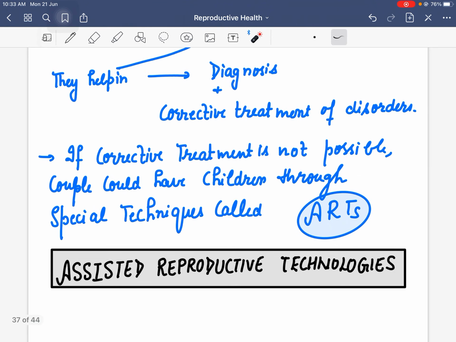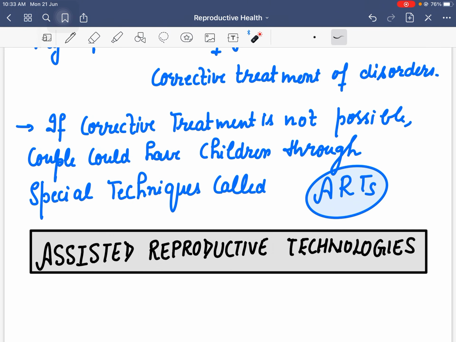to the couples, right? And sometimes it happens that the disorder or condition is not possible to cure with corrective treatment. When corrective treatment is not possible, then the couple can have children through special techniques, and these techniques are known as assisted reproductive technology, right? So these techniques are known as ARTs, assisted reproductive technologies. So many couples, if their disorder is beyond treatment, can have children through these special techniques. So let's look into complete detail of these ARTs.